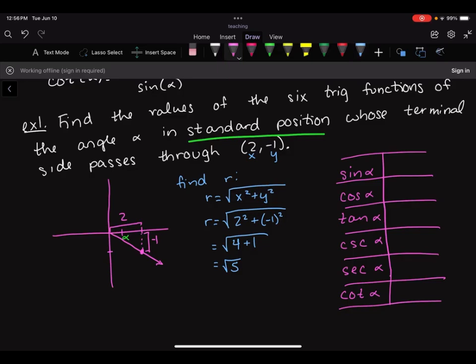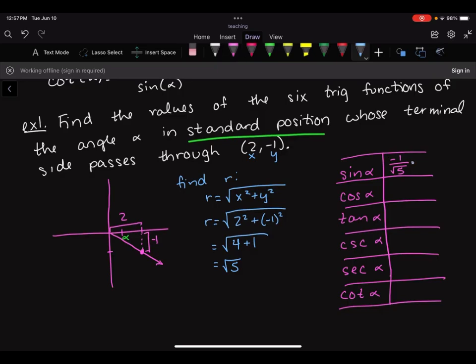Now I'm going to write all of my relationships in on this table over here. So sine is the y over the r, so I'll get -1 over square root 5. You can also think of it as opposite over hypotenuse, whichever one you prefer. On the test, I'm usually okay with you leaving your answers not rationalized. However, on the homework, you will have to rationalize these.